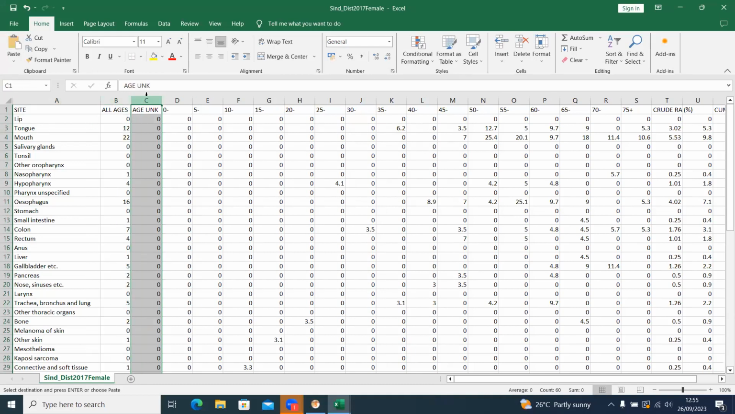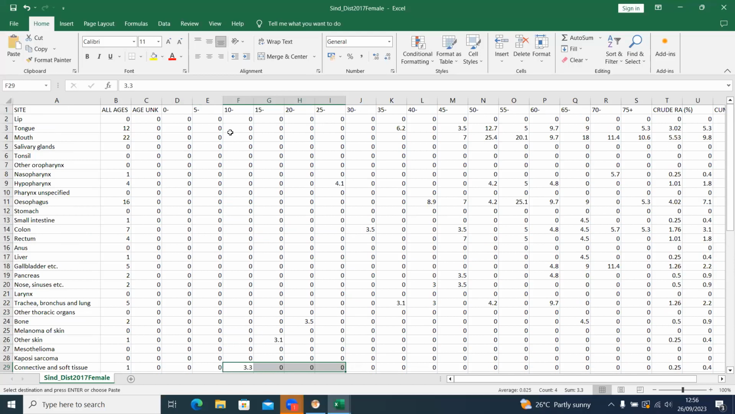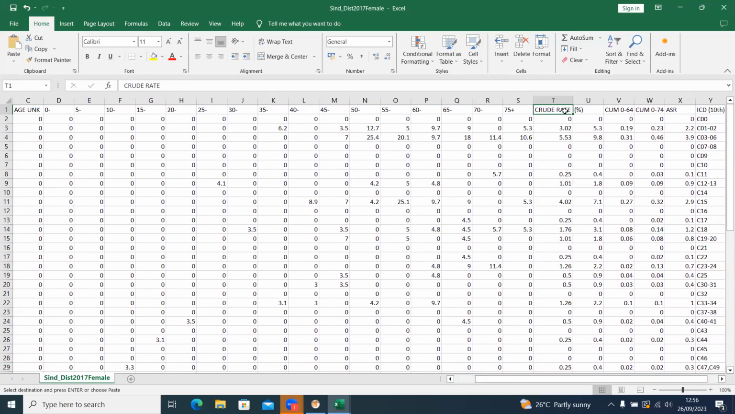Next is for age unknown. Then it is for age group 0 to 4, 5 to 9, 10 to 14, and so on. So these are the rates which are getting calculated. That is 8 specific rates. And we have here in the last row the crude rate, which is calculated for each of the sites.